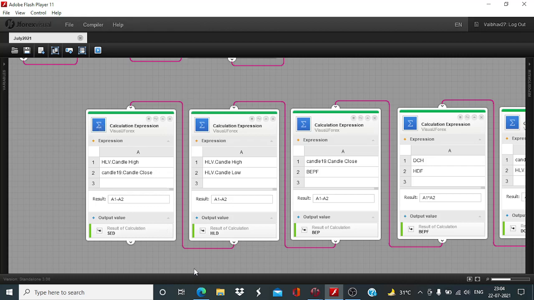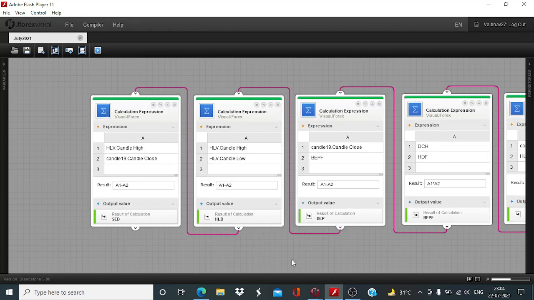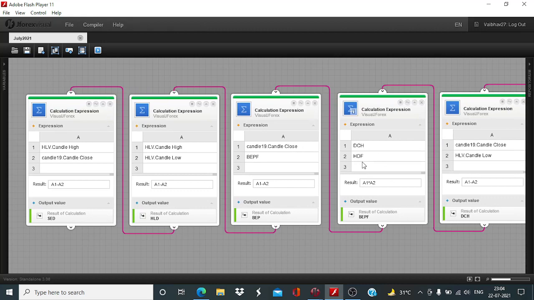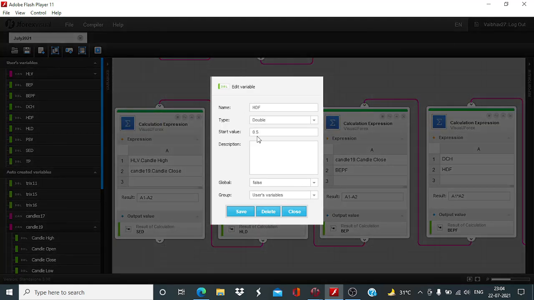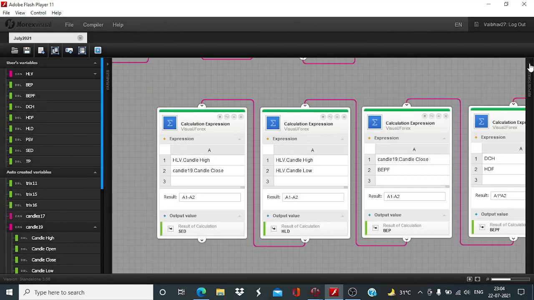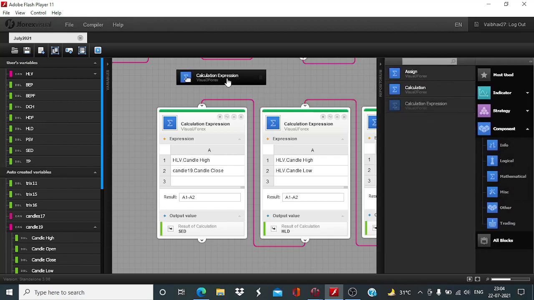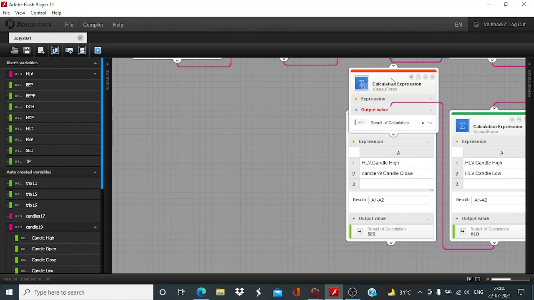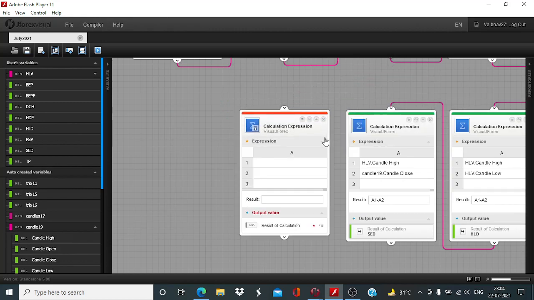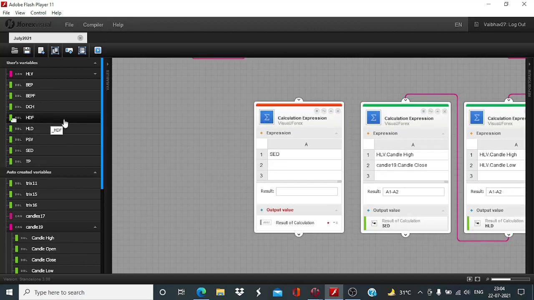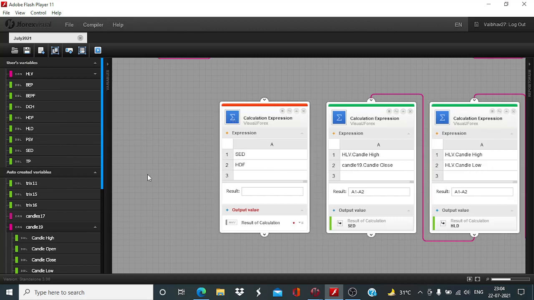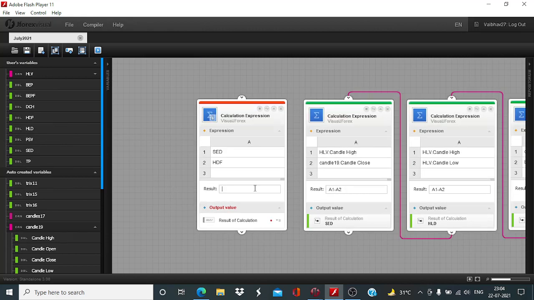And now we have to divide this difference to the half. So we will need to multiply it by HDF, which has a value of 0.5. Here you can see. So one more calculation expression block. Here it comes, and multiplied by HDF. Okay, so it becomes A1 into A2.